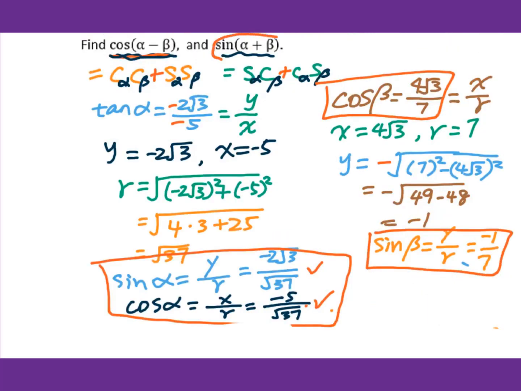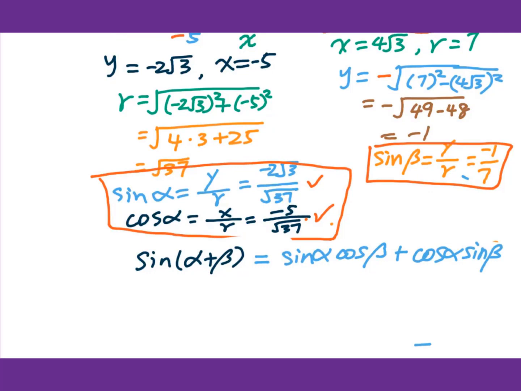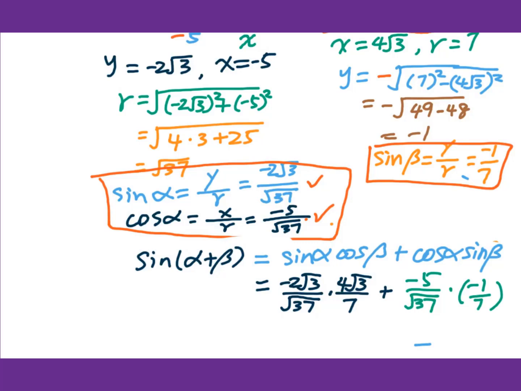Now we're working on sine alpha plus beta. According to the formula, we have sine alpha cosine beta plus cosine alpha sine beta. We need to plug in. Sine alpha is negative 2 square root of 3 over square root of 37. Cosine beta is 4 square root of 3 over 7, plus cosine alpha, which is negative 5 over square root of 37, times sine beta, which is negative 1 over 7.